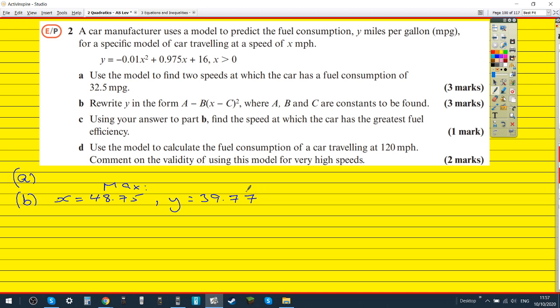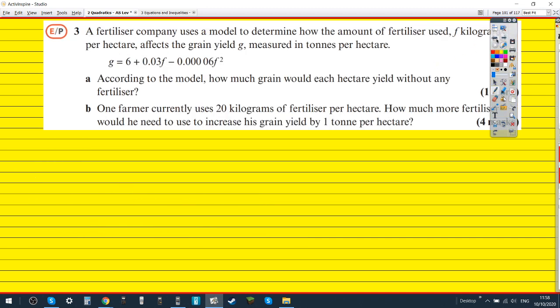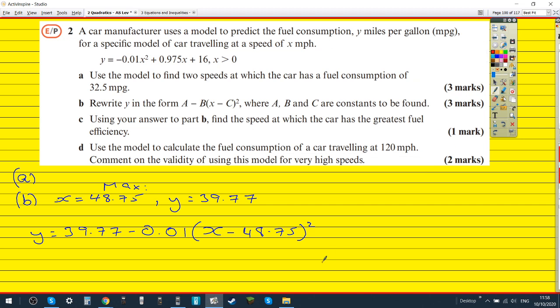So a would be 39.77. Yeah. And then minus 0.01. Yeah. Open brackets x minus 48.75 close brackets squared. Well done. And I just wonder if they put it as 39.77 or if they kept it as a fraction. Well, I don't have the answer, but you got it. Yeah. We got it. That's great. That's what I wanted.